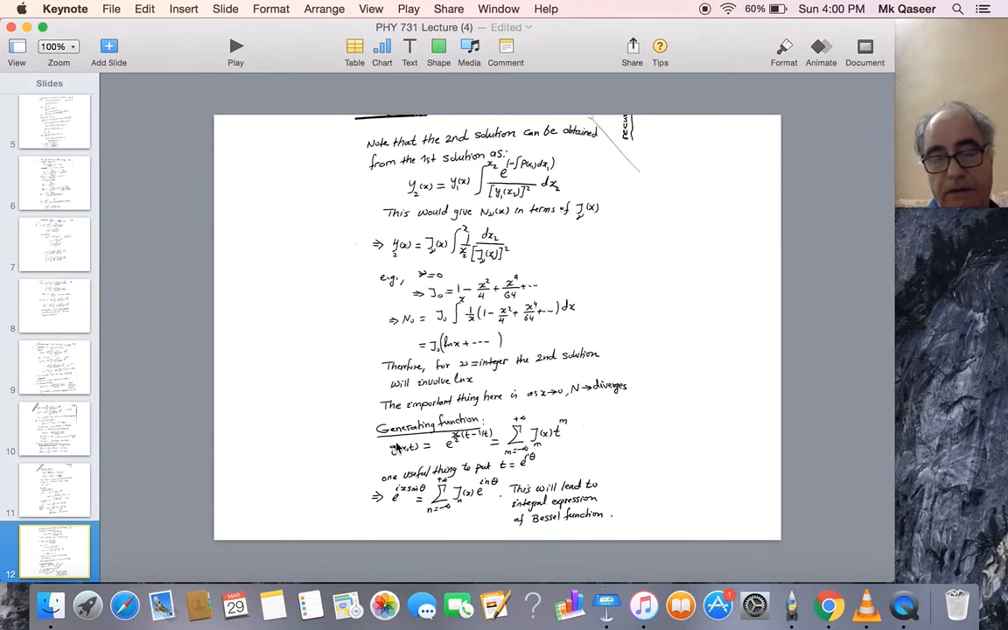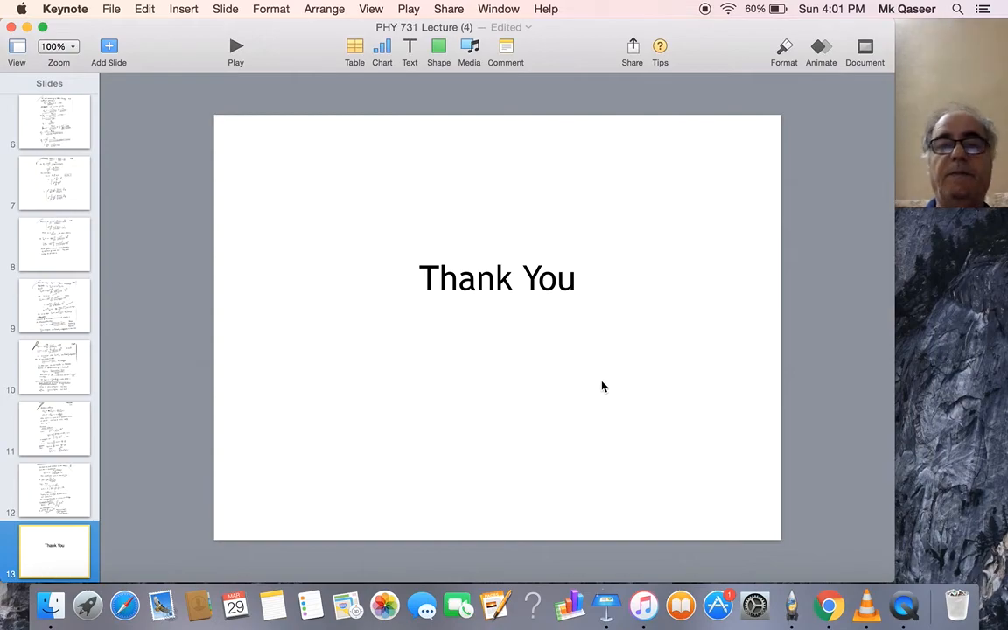In this equation, I'm showing a generating function involving the Bessel function, which is given by e to the power x over 2 times t minus 1 over t equals the sum from minus infinity to plus infinity of j sub m of x times t to the power m, where m is an integer. A useful relation is to put this t equal to e to the power i theta. We get this expression. This will lead to an integral expression of the Bessel function. Thank you.